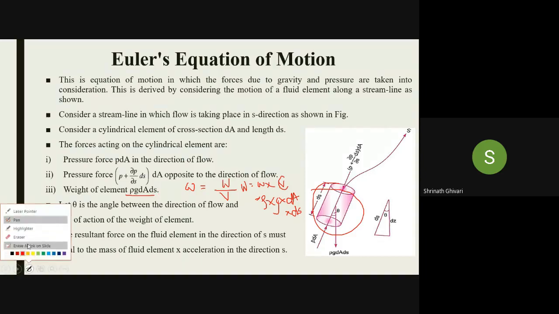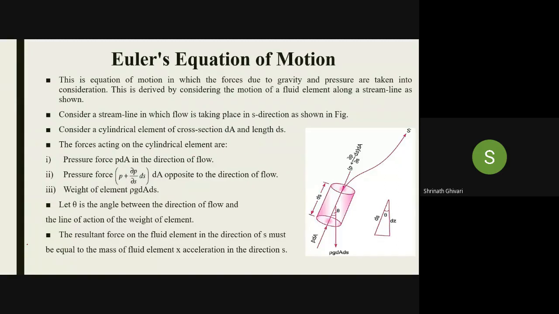Is this right or wrong? Right, sir. Okay, these are the forces which are acting on this cylindrical element. I'm straight away telling you that this is not a cylindrical element which is there in the streamline flow. We are just considering a cylindrical fluid element of cross-section area dA and length ds. This is the fluid flow direction, and we are just creating a cylindrical element surrounding it.